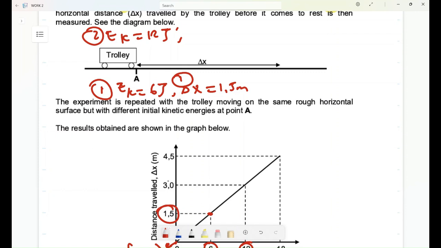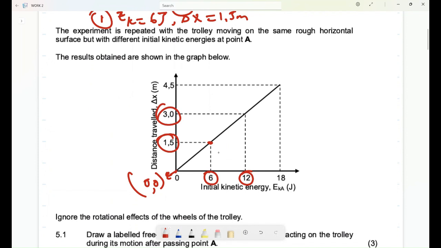So, we are told that it is going to travel a change in x of 3 meters. This makes sense because when you have more energy you can cover more distance, you can do more homework, you can watch more videos on YouTube. All right, yes. Now, the last one, experiment 3, we have 18 joules, it travels 4,5 meters. I hope what I'm explaining here is clear. So this is going to be the initial kinetic energy.